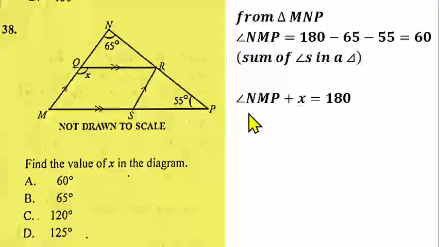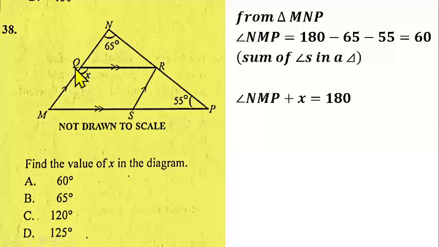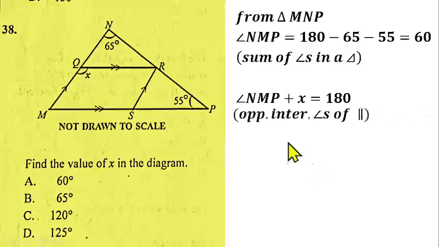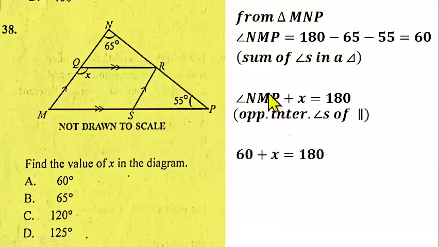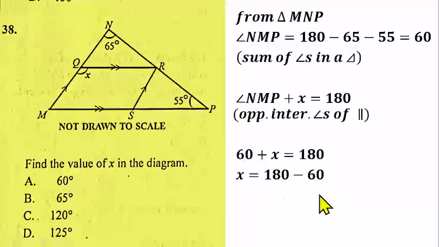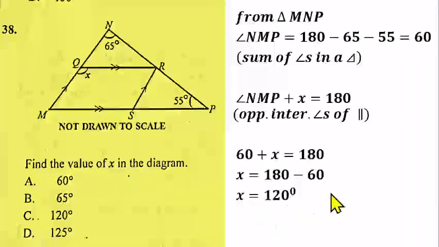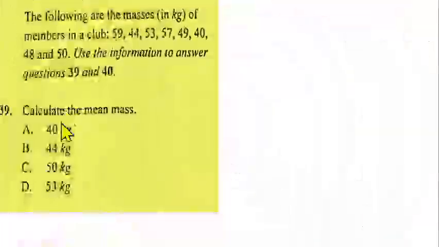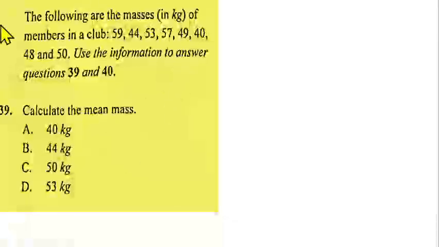So that means angle NMP that I just found, plus x, is equal to 180 degrees. So we have that opposite interior angles of parallel lines are supplementary. So this one I found to be 60, plus x equals 180. Collect like terms, x will be 180 minus 60, then x will be 120 degrees, which is option C for question number 38.